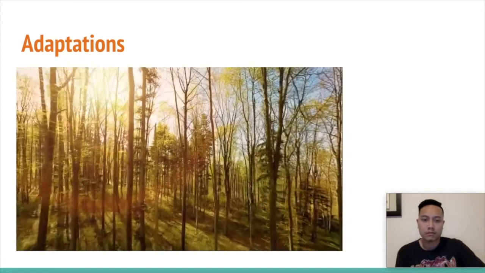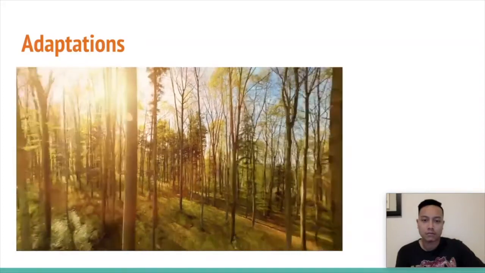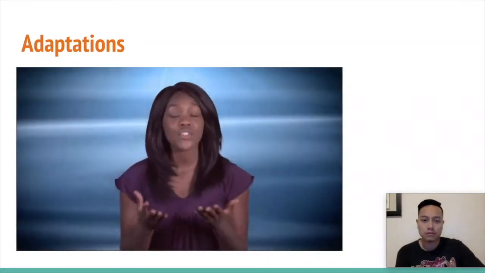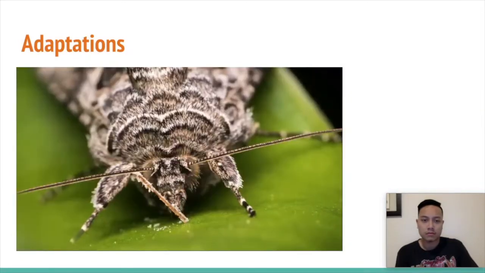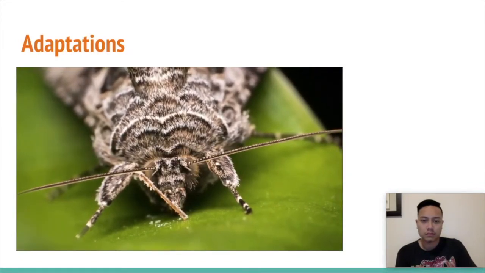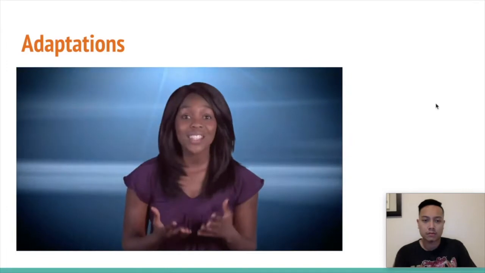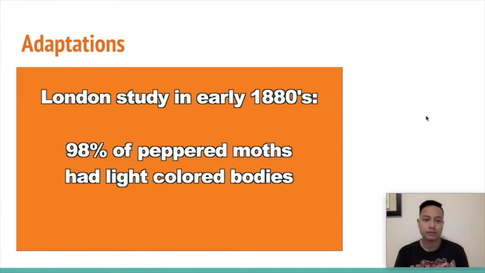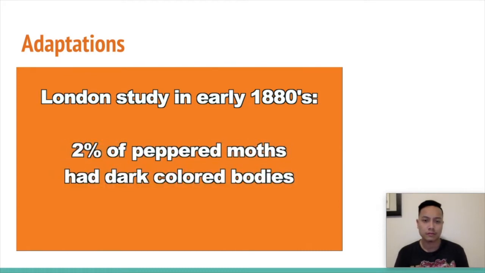So, if we went for a hike in the woods, we would expect to see more light-colored moths than dark-colored moths, because over time, the characteristics of the surviving member of a species will become predominant. And this is the way it was. One study of peppered moths in London in the early 1880s showed that 98% of peppered moths had light-colored bodies, while 2% had dark-colored bodies.